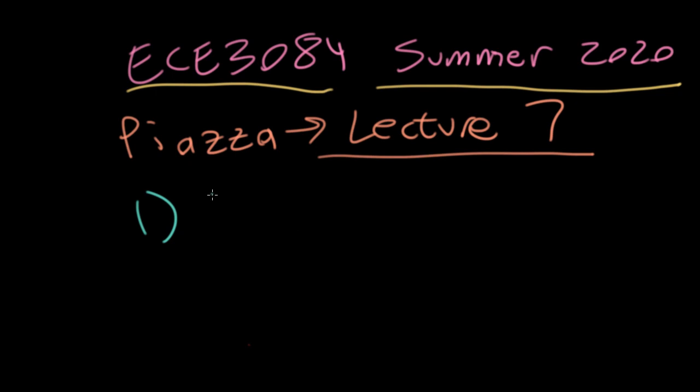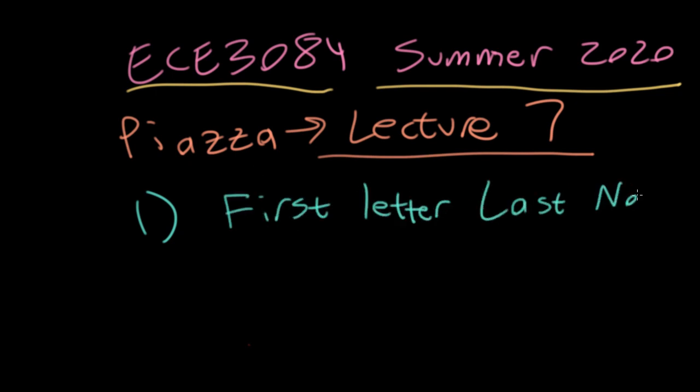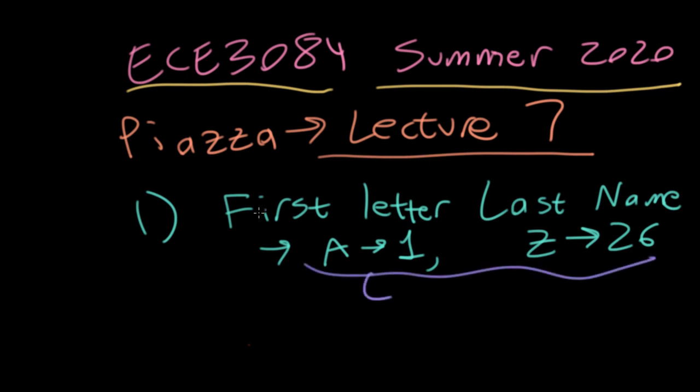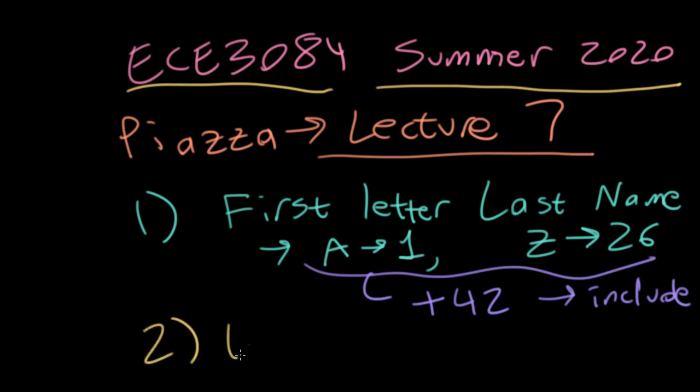So first, I would like you to take the first letter in your last name, and I would like you to convert it to a number in the usual way. So A is going to turn into the number 1, Z is turning into the number of 26. So take that number, whatever it is, 1 to 26, and I would like you to add the number 42 to it, and then include that in your message. And then the other thing I want is, where are you now? So in which city are you currently struggling through this distance learning thing?